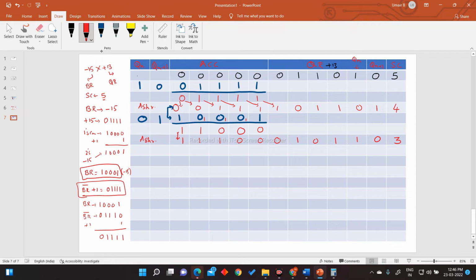Since it is non-zero, again we have to repeat the iteration. Now what is the value of qn? So qn is 1, and qn plus 1 is 0. Okay, fine. Now if it is 1 0, again you have to add BR bar plus 1 to the accumulator. So what is this? BR bar plus 1. Again perform the addition.